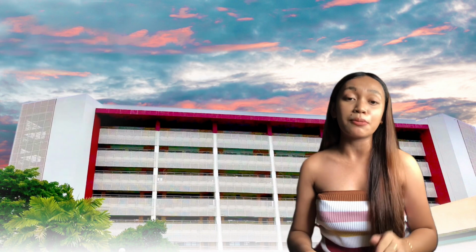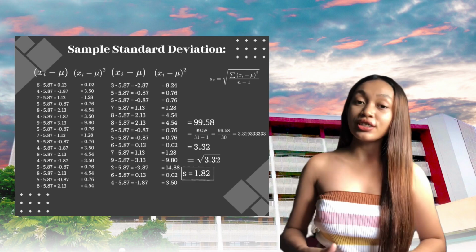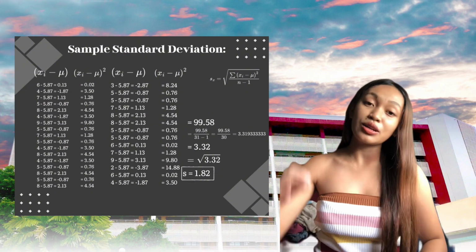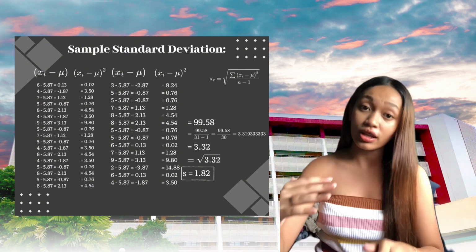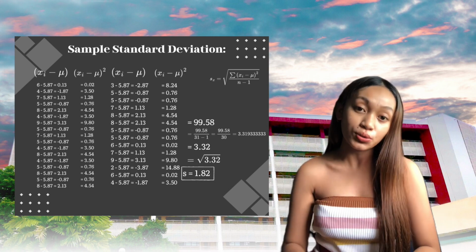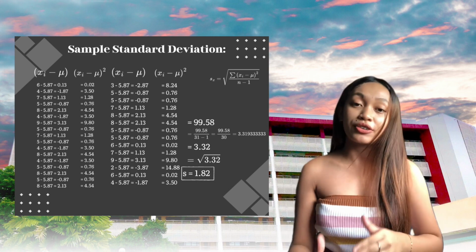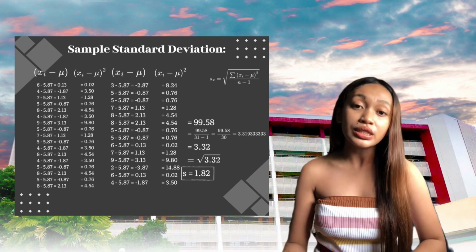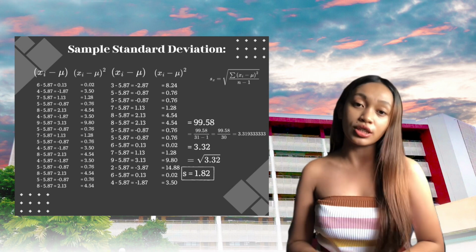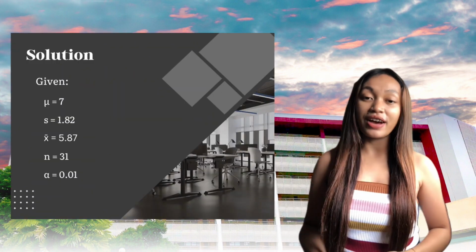Next is getting the sample standard deviation. First, we are going to get our data and then subtract our mean from it. Then we're going to add and get the total. After getting the total, we're going to divide the total by the number of students minus 1. Right after, we then proceed to get the square root of it, and that is our sample standard deviation. We can now identify our given.